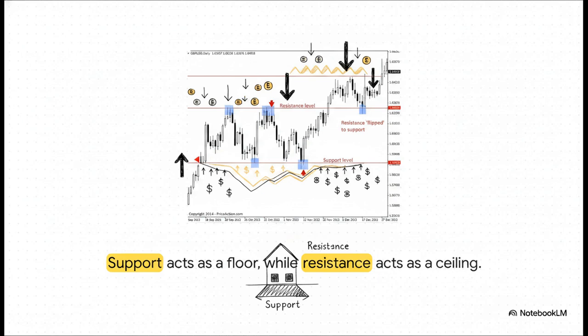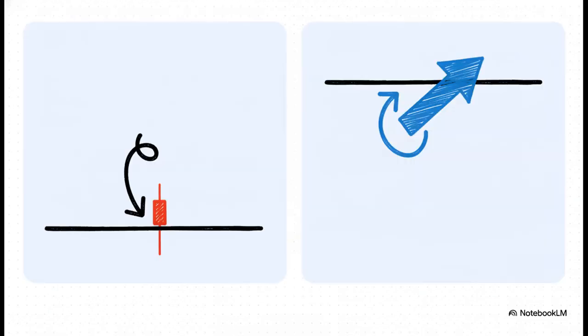Here, the exact opposite happens. Supply overtakes demand because traders decide the asset is getting too expensive, and they start selling to take their profits. You see, these aren't just random lines on a graph. They're the actual psychological boundaries of the market, where human memory and institutional algorithms tend to cluster their orders. So the real question is, what happens when the price actually reaches these zones? Well, it usually comes down to two outcomes, a bounce or a breakout.